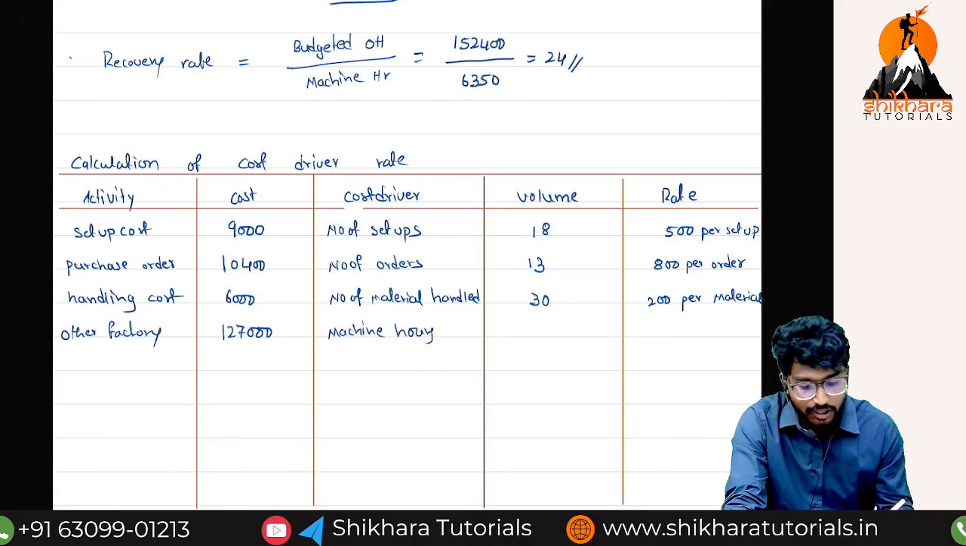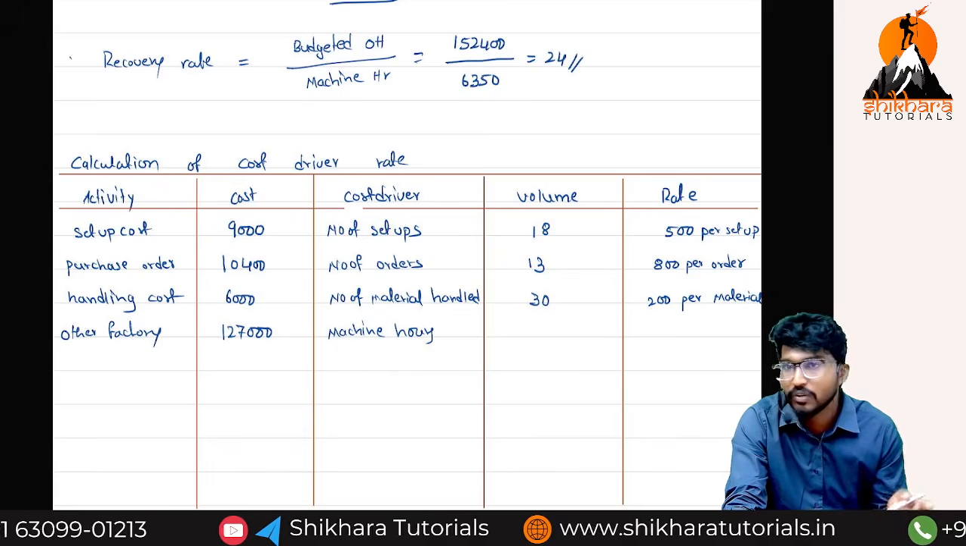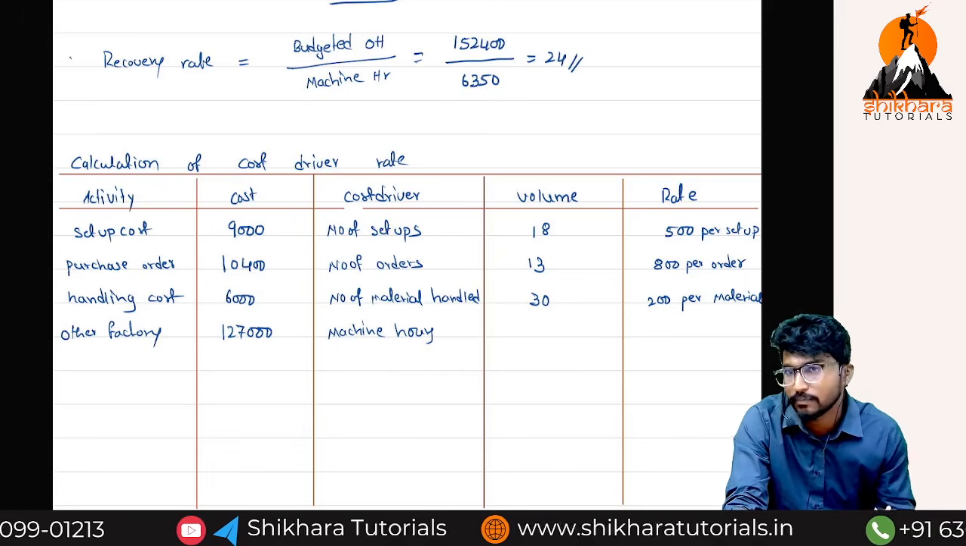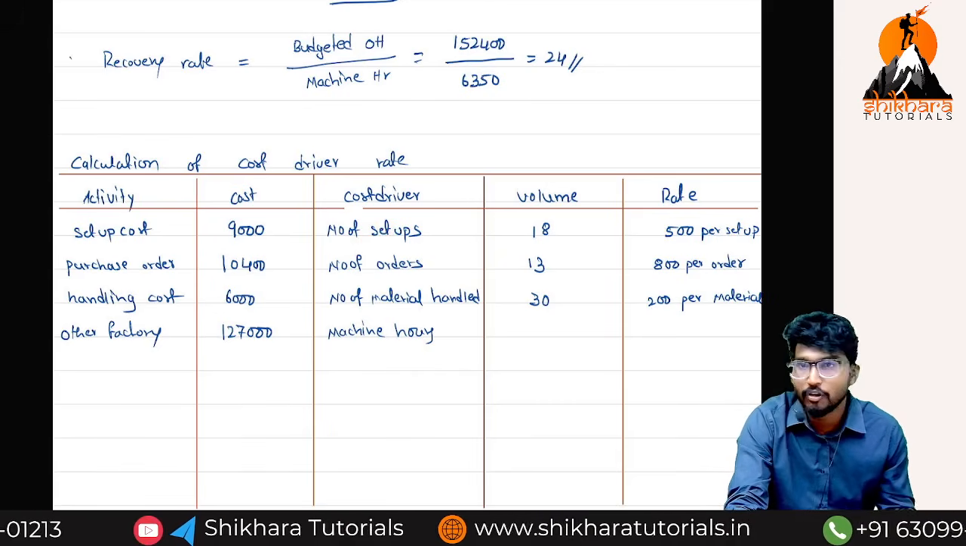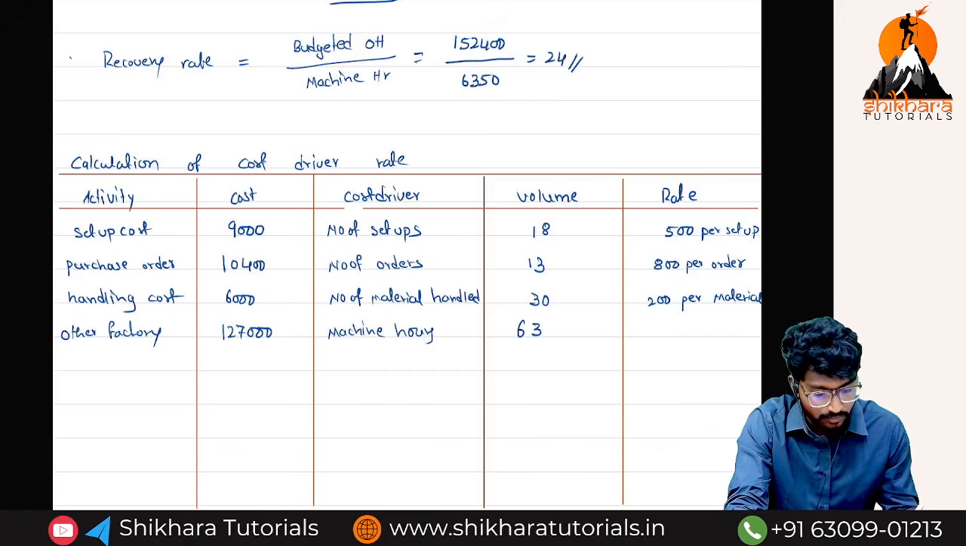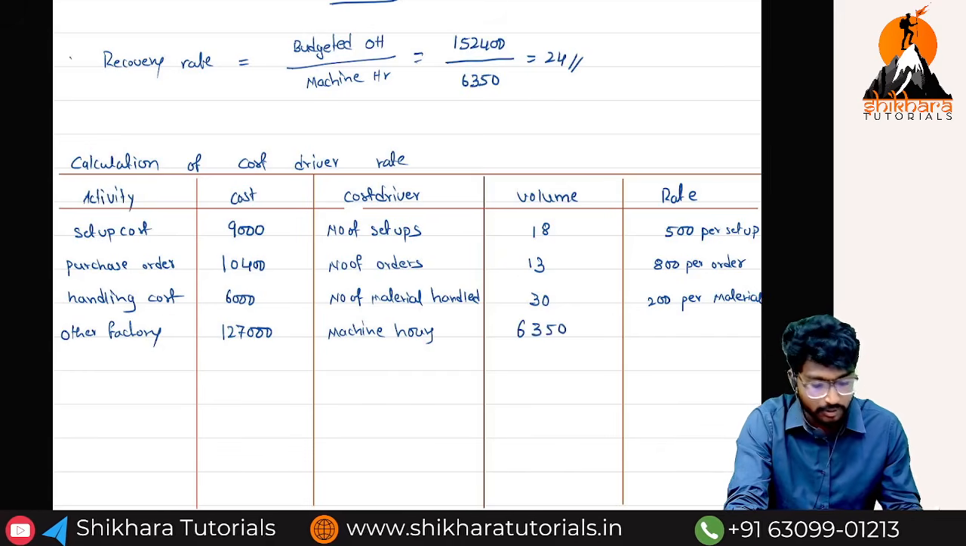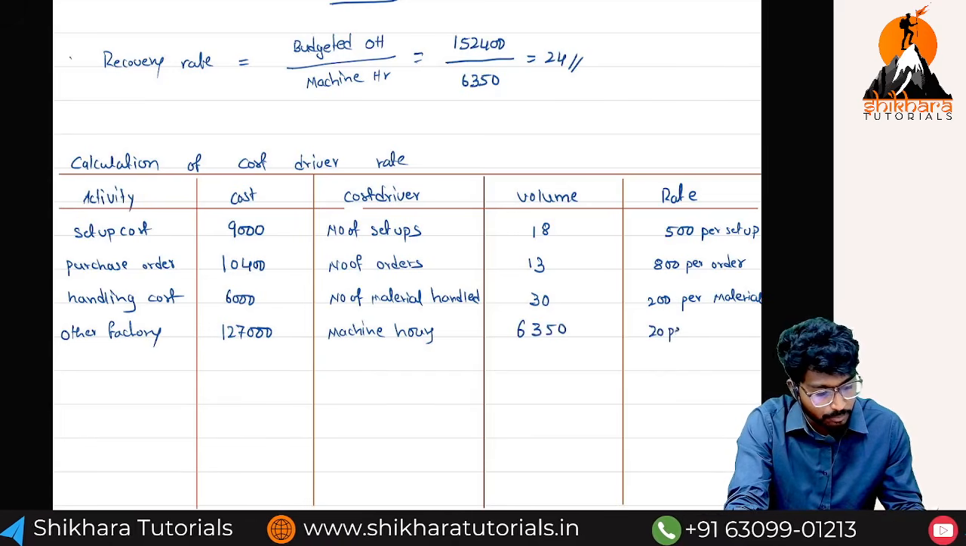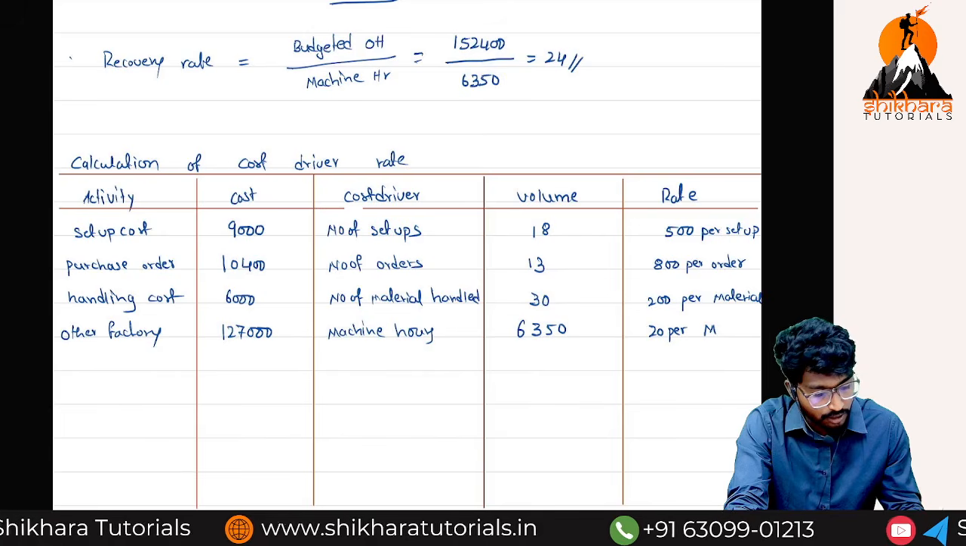All the other cost drivers we have already used. Only one cost driver is left, that is machine hours. Number of machine hours. How many machine hours do we have? 6,350. 20 per machine hour.